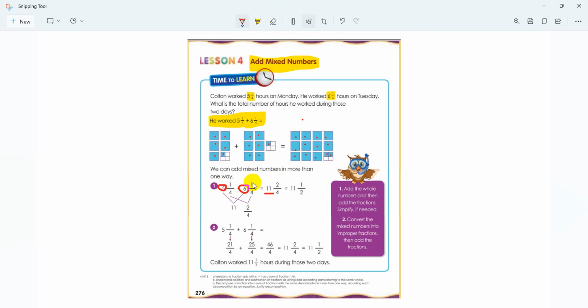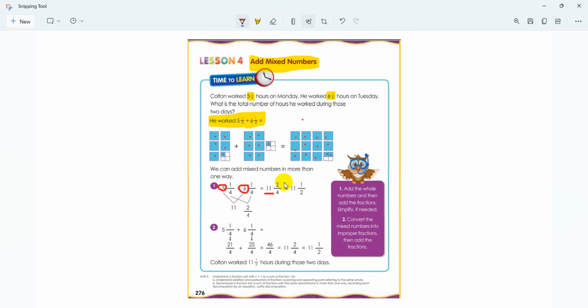We just add the whole numbers up. The numerators, from the last lesson, we add like fractions like that. We add the numbers up, not the numbers down. So we add 1 plus 1 equals 2. So it's 11 and 2 quarters.